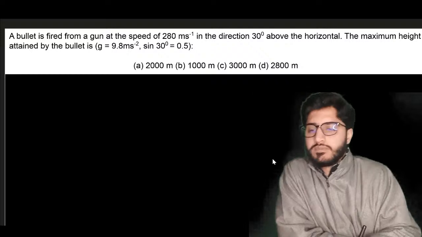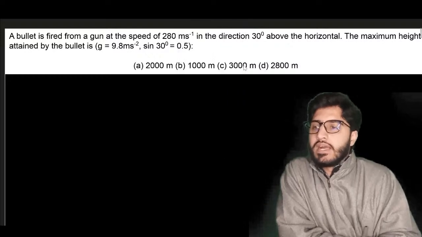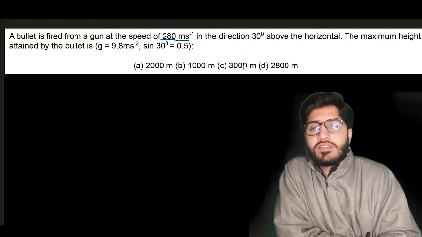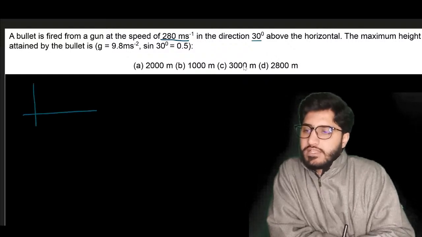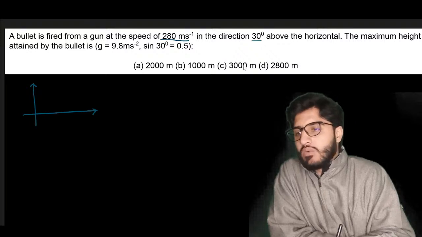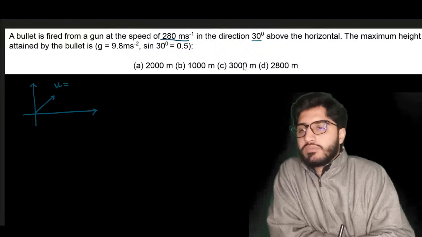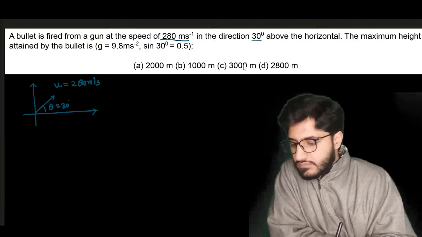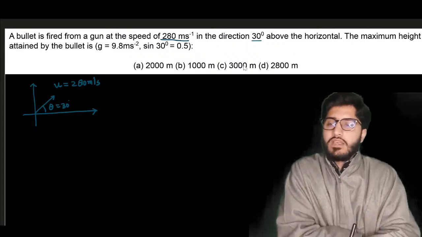Okay, so let's start this one. So what are the parameters given to us? So we have speed, right? It is 280 meters per second, and we have theta, that is 30 degree. So let's make a visualizing diagram of it. So we have projected a bullet with u, and u is given to be 280 meters per second. This theta is given to us, and this is 30 degree, right? So what do we need to find out now? So maximum height. Okay, so I can write h.